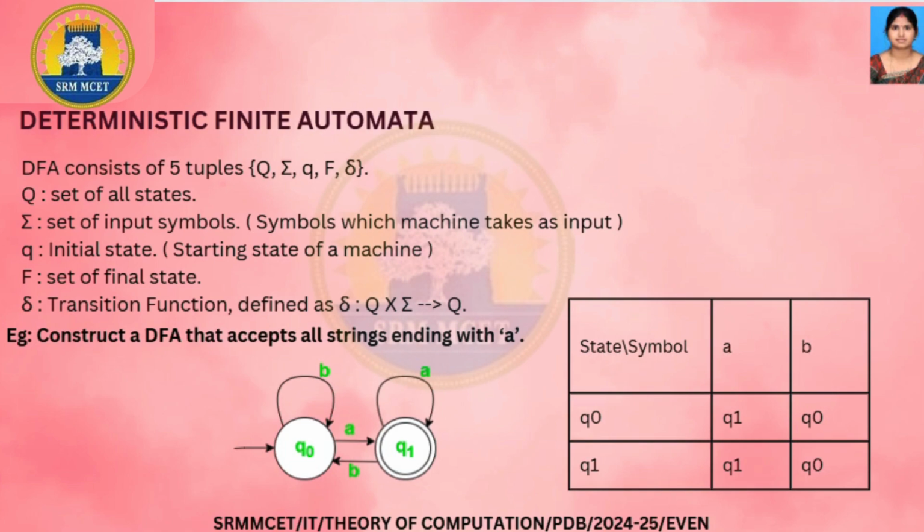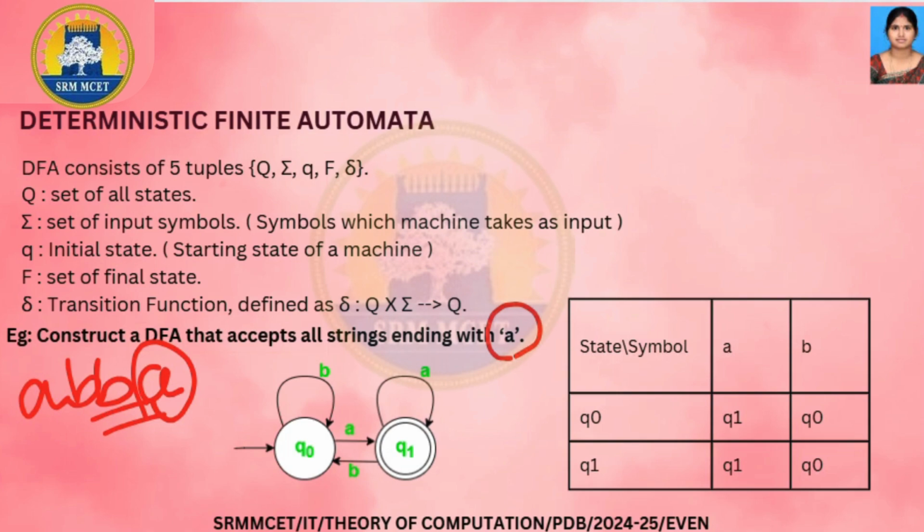So let us consider an example. Check whether the given string is accepted by the DFA. Here the string ends with A, and only for this have we drawn this diagram. How do we check whether the string is accepted by the finite automata? The only condition is that the string is accepted only when it reaches the final state. So let's check with an example. What is the starting state here? Q naught.